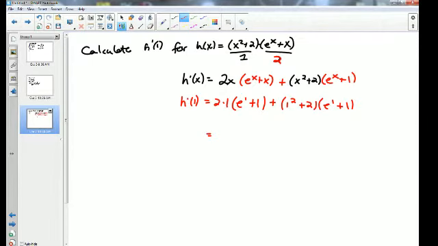Okay. What's e? 2e plus 1, so 3e. 2e plus 2. And this is 3, right? Yeah. Then 3e plus 3. So 5e plus 5, if you simplify.